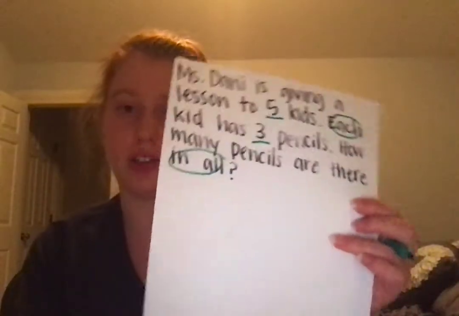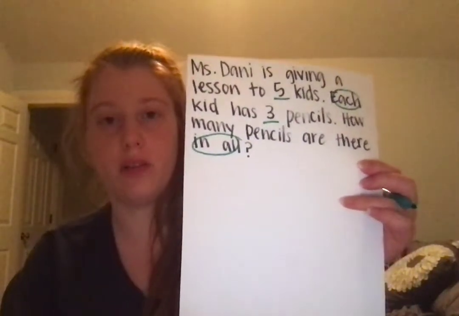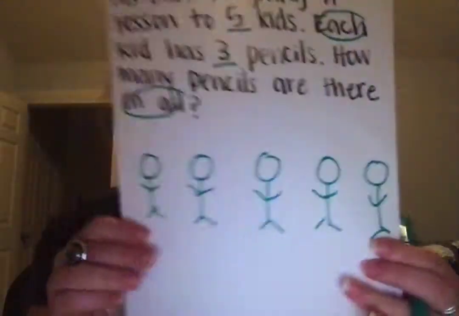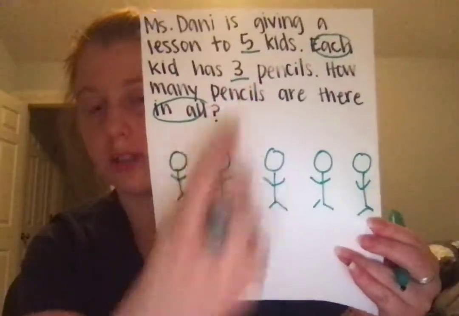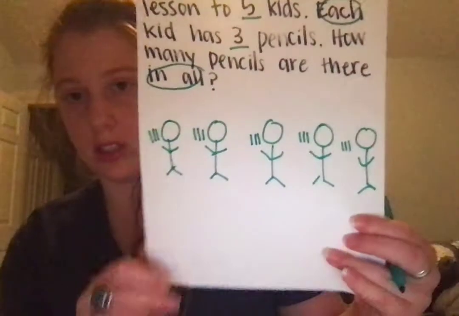Now I'm going to draw my picture, and I'm going to draw my picture a little bit differently for a multiplication problem. It helps me if I start, I'm going to draw our 5 kids. Okay, I have 5 kids drawn, and now it says each kid has 3 pencils. So I'm going to put 3 pencils by each kid. That's what this looks like.